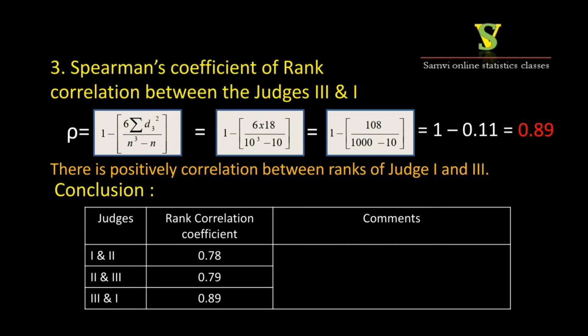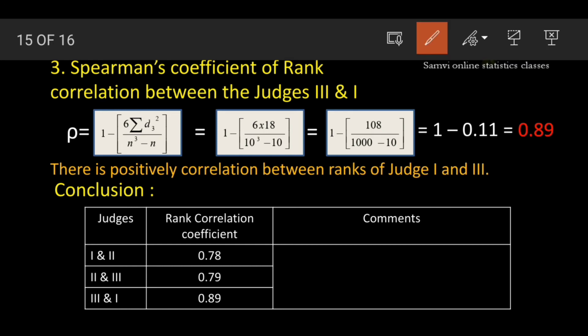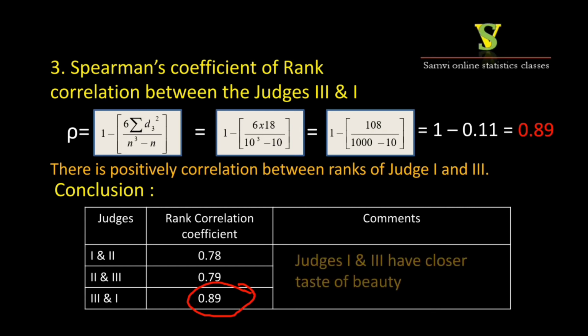So if you verify here, we get this, that means 0.89 is highly positively correlated. So our conclusion is like this: judges 1 and 3 have closer taste of beauty.